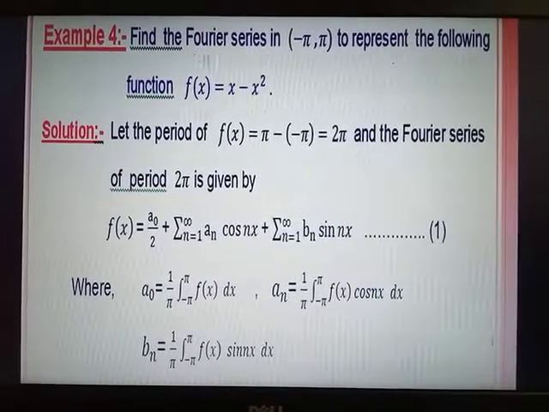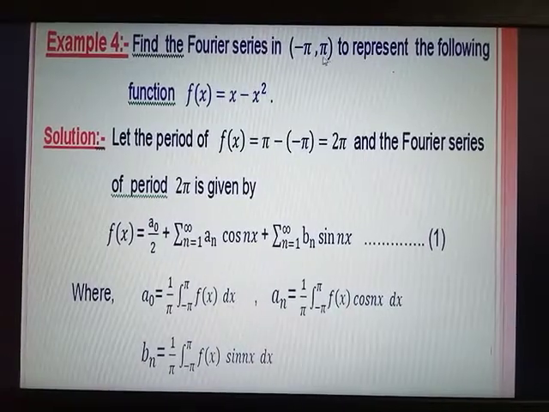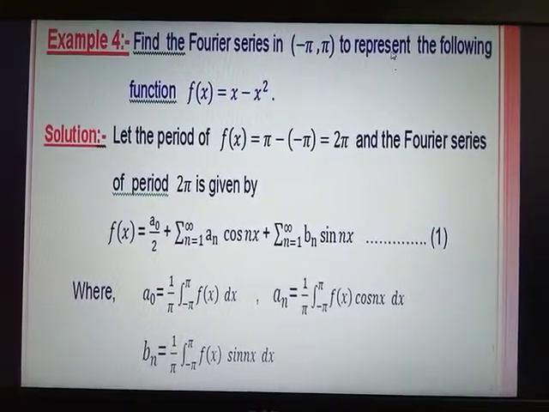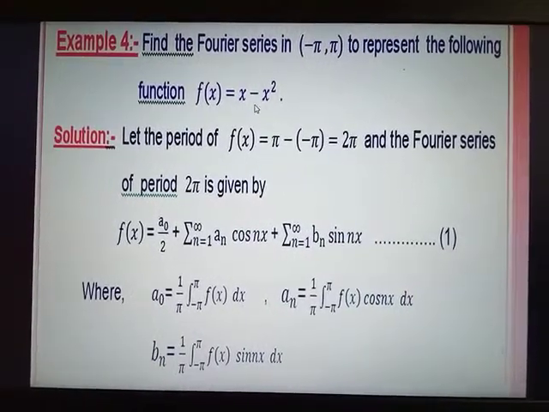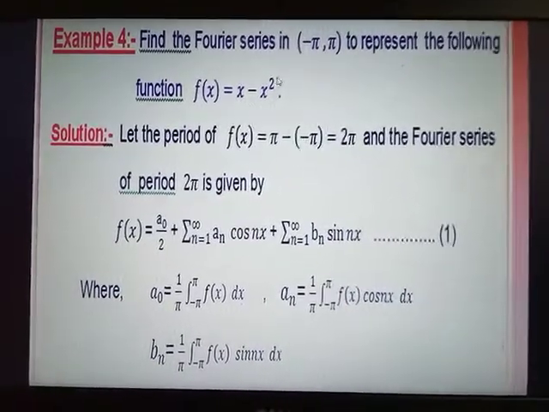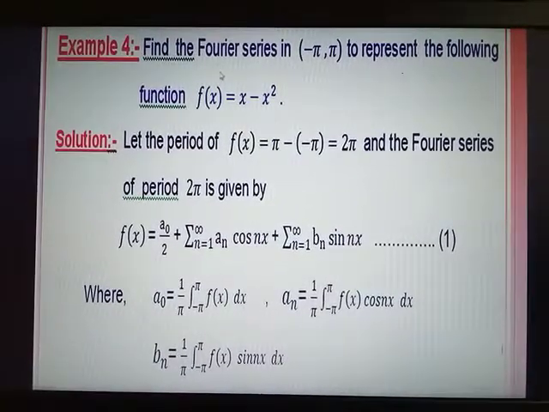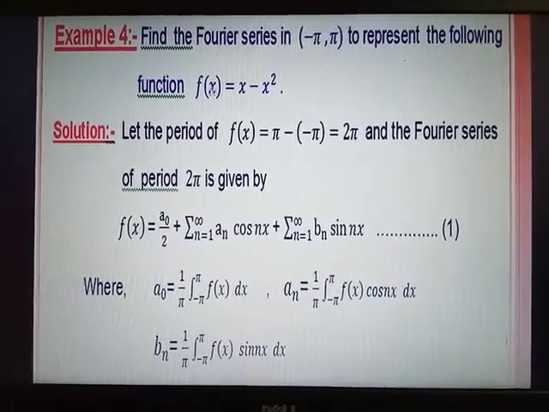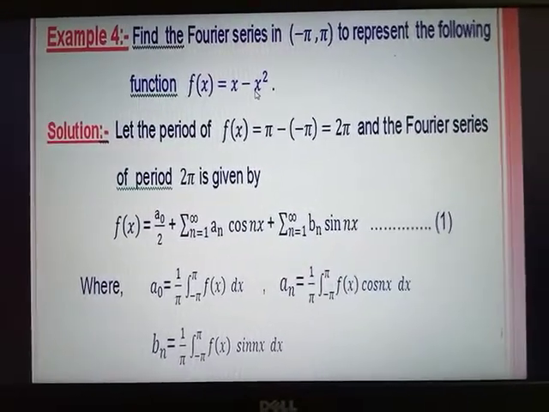Find the Fourier series in open interval minus pi to pi to represent the following function: f of x is equal to x minus x square. We have to obtain the Fourier series for the given function f of x, where f of x is x minus x square.